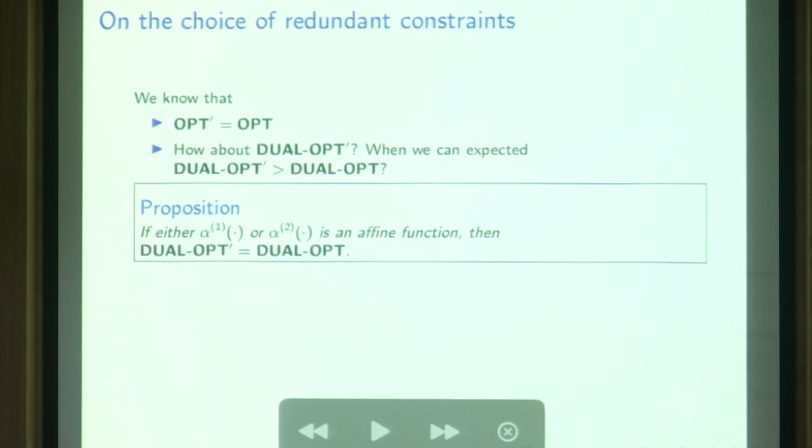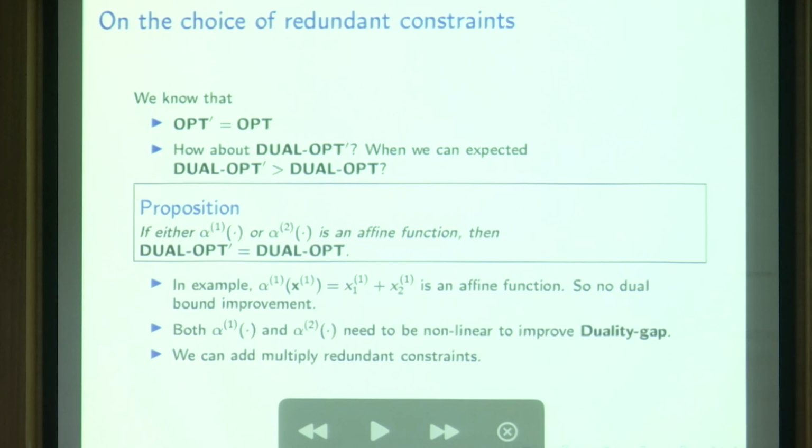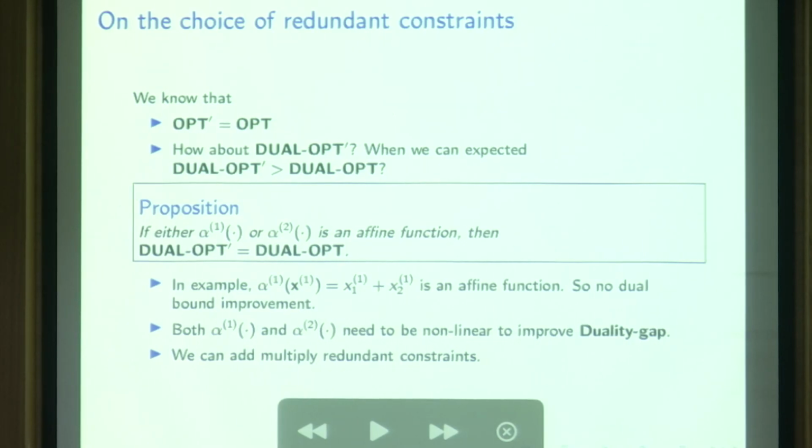So in our example, because one part was affine, which was not nonlinear, basically we'll not get any dual improvement. But what does this mean? This means that if you have to get any improvement on the dual side by adding redundant constraints, you have to enter nonlinear territory, right? And that's what we'll do.